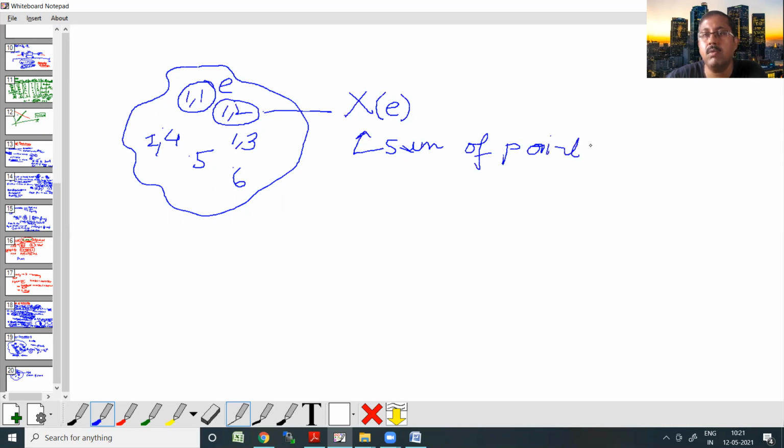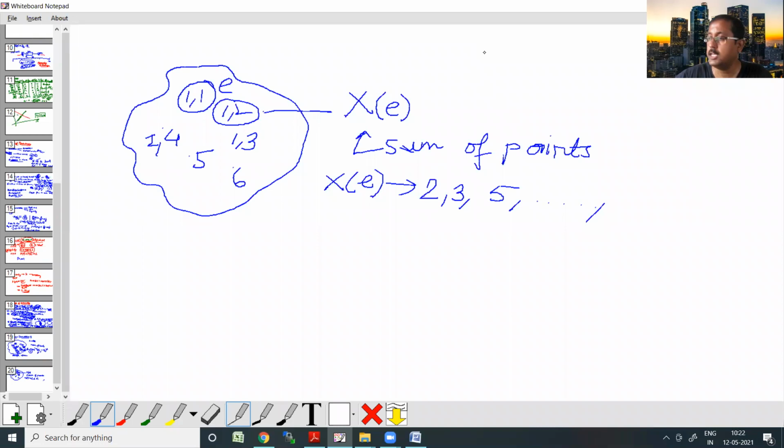So what are going to be the values of X(e) in this case? When I have 1 from both the dice, the sum is going to be 2. When I have a 2 and the other one has a 1, in that case it is a 3. When I have a 2 from the first die and say 3 from the second die, then the total number of points is going to be 5. So like this I am going to have altogether how many points? I will have 36 points.